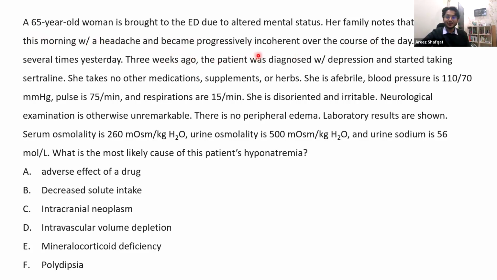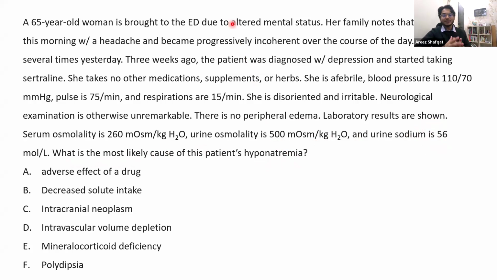Three weeks ago, the patient was diagnosed with depression and started taking sertraline, which is an SSRI. She is afebrile, normotensive, normal pulse. She's not tachypneic. She is disoriented and irritable. There is no peripheral edema. She's not hypervolemic or hypovolemic. Laboratory studies are shown. Serum osmolality is low. It's less than 275. Urine osmolality is very high, and urine sodium excretion is high. More than 30 is considered high. So what is the most likely cause of this patient's hyponatremia?